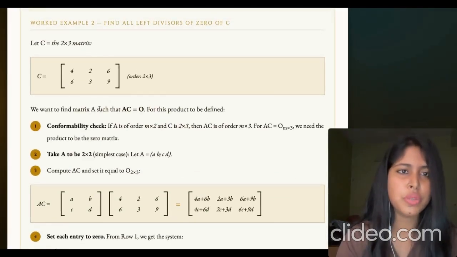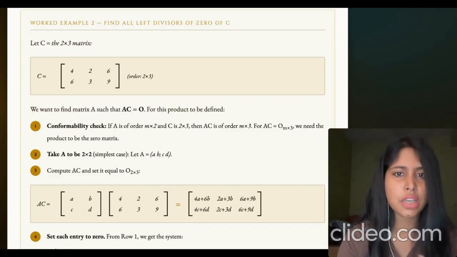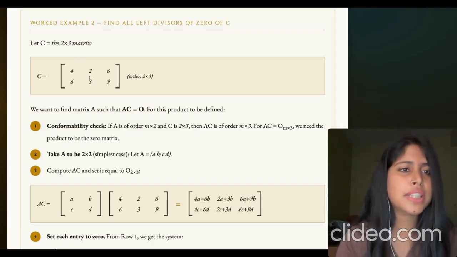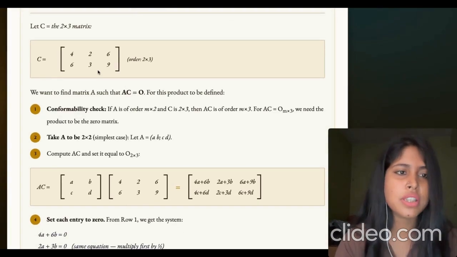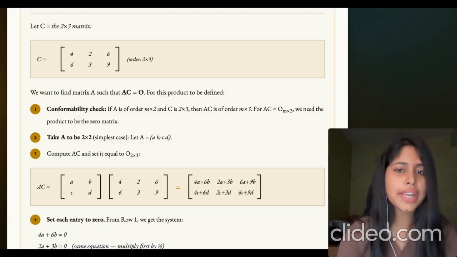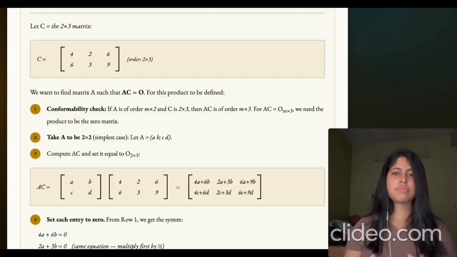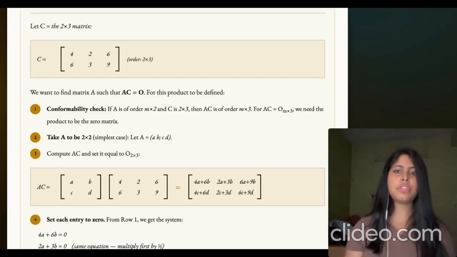Now coming to an example. In this question we need to find all the left divisors of 0 of the given matrix C. The order of C is 2 cross 3, because there are 2 rows and 3 columns. We want to find matrix A such that AC equals 0, because A is the left divisor of C. First we need to do the conformability check. If A is of order m cross n, then C is of order n cross p, and here the order of C is 2 cross 3.